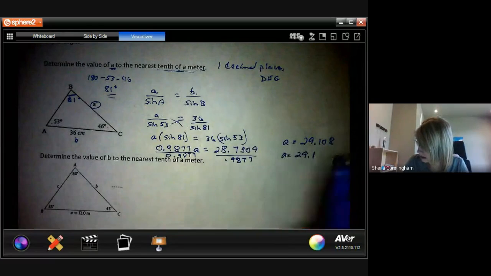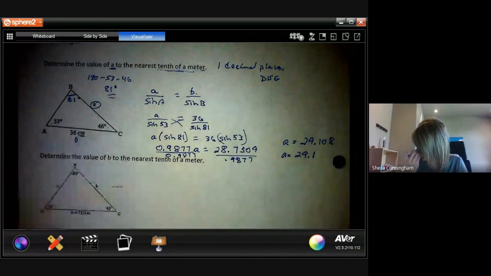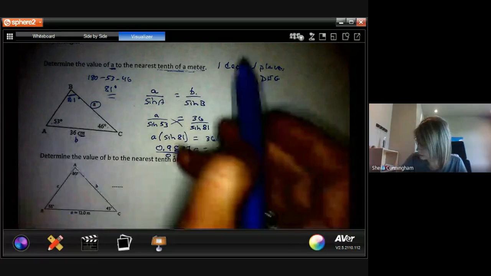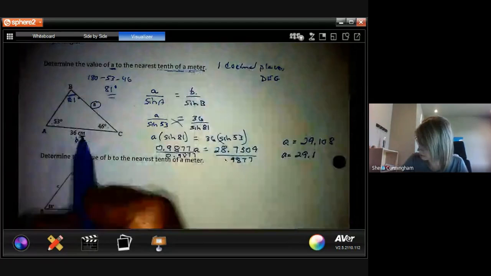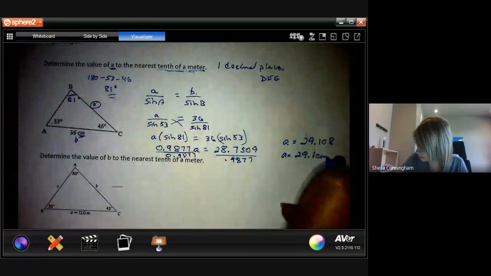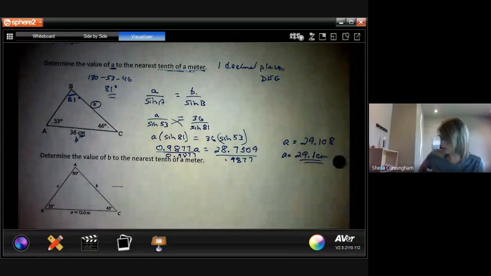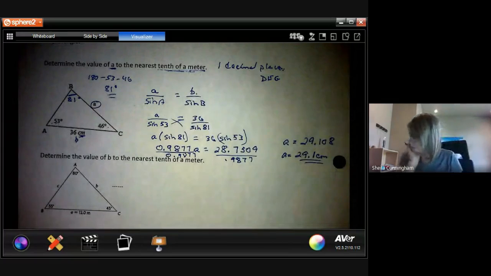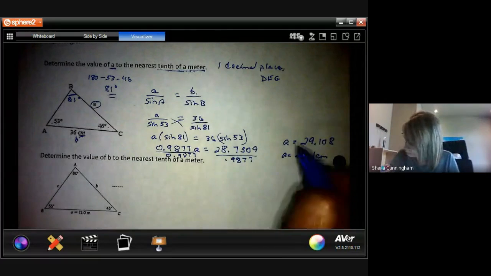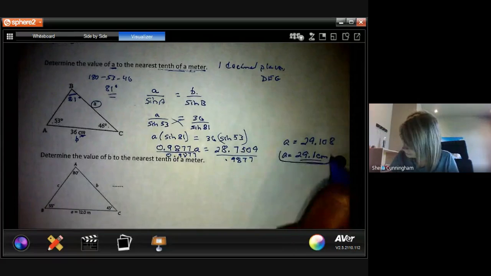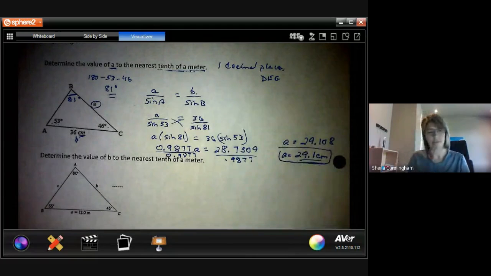29.1. And that's interesting because it says meters and we are in centimeters. So let's just take it as centimeters for now instead of doing meters. Does that make sense?